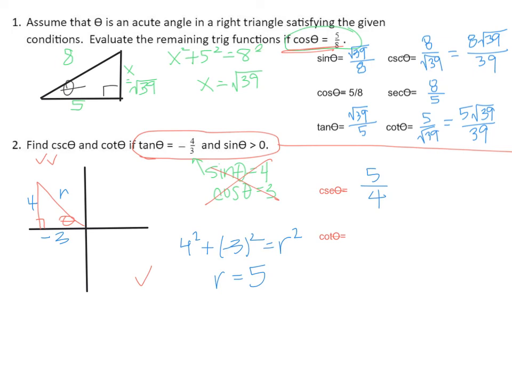So we could have answered that one before we did any of this work with the triangle, since we already knew what that tangent was, negative 4/3. That means cotangent has to be negative 3/4. And those are the only two trig functions we need to find based on those directions.